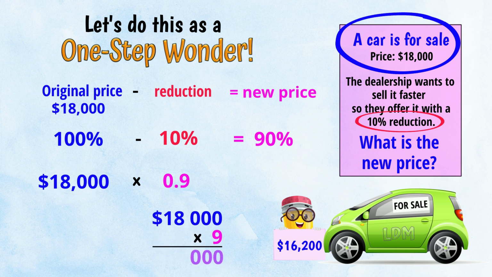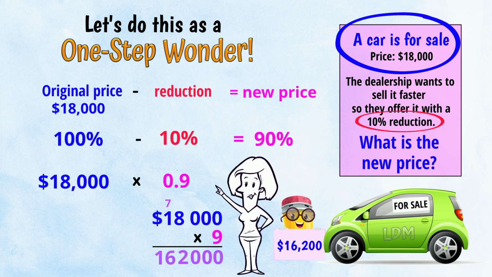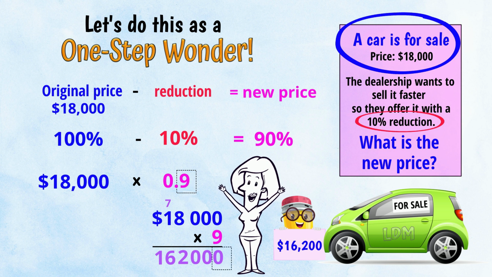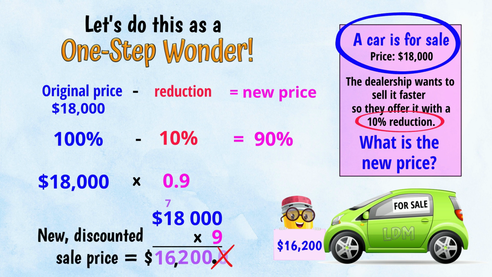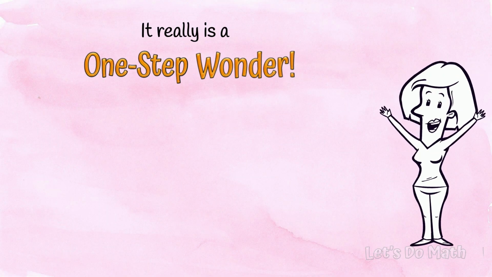Zeros go in here. Now, 8 nines are 72, 1 times 9 is 9, plus the 7 makes 16. There's one decimal figure in the problem, so we need one decimal figure in the answer. It's a placeholder, and we can get rid of it now and show the new discounted sale price as $16,200. It really is a one-step wonder approach.